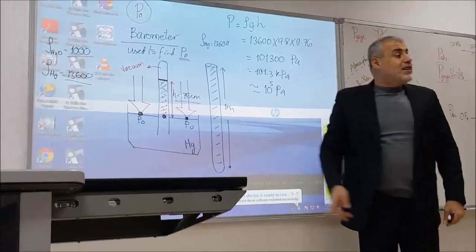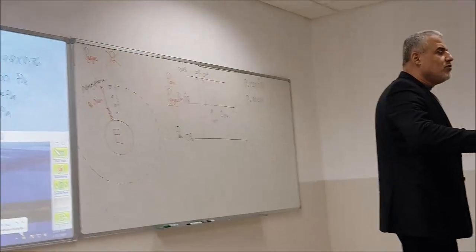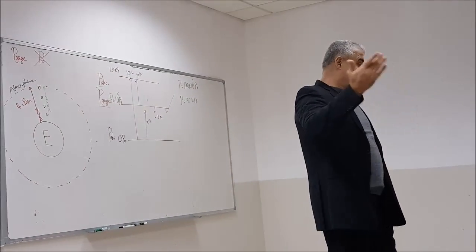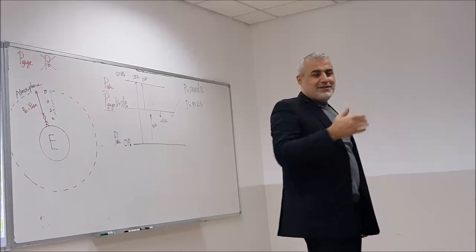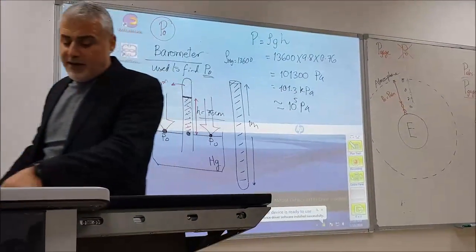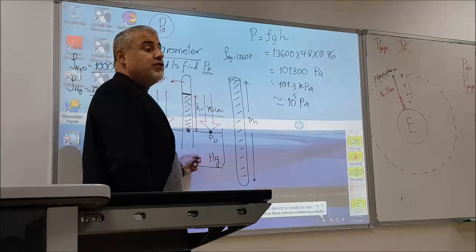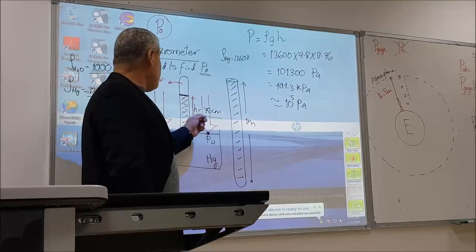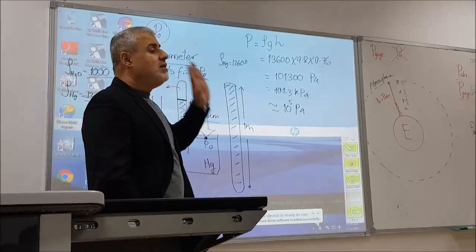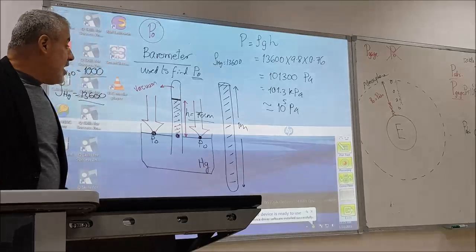By the way, you can use any liquid. Of course, if you use oil, which is less dense than water, we need maybe 12 or 15 meters. It's an idea, okay? So simply, we can say atmospheric pressure equals the pressure of a liquid column of height 76 centimeters. That's it. Is that all right for you? Right. Now we measure this one.